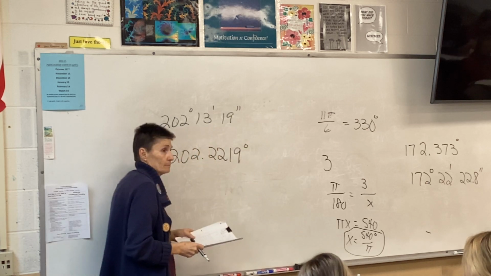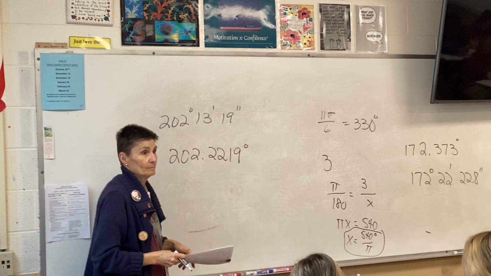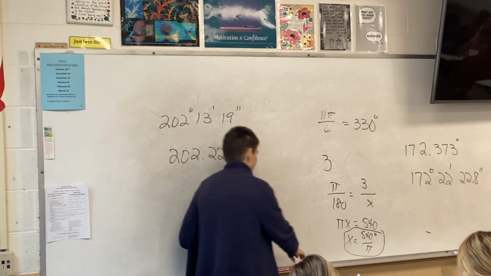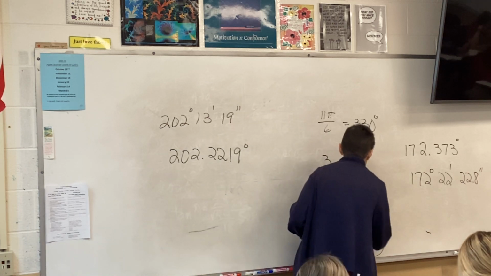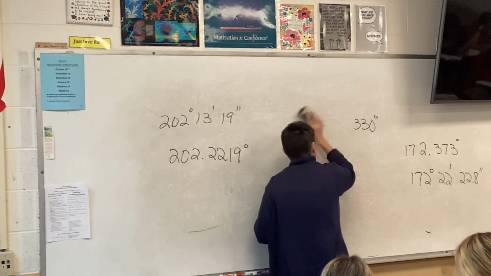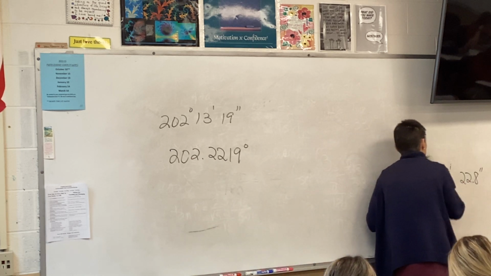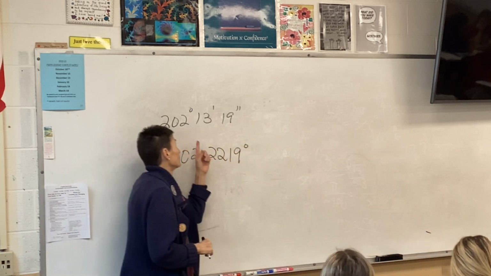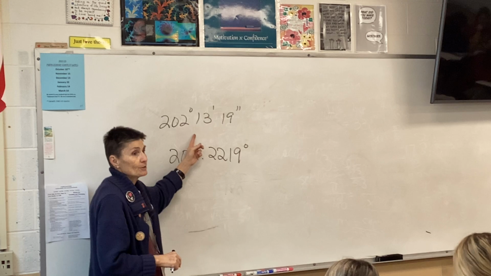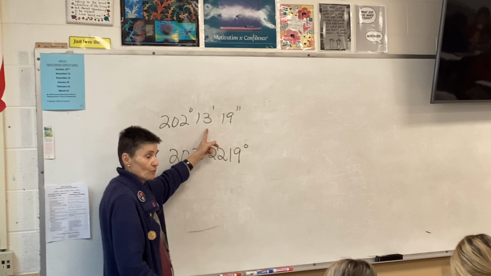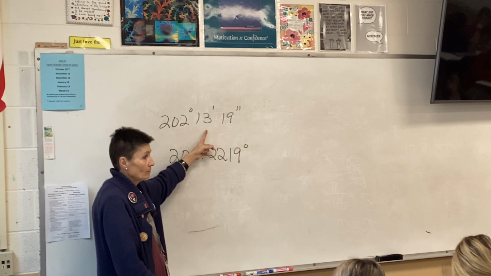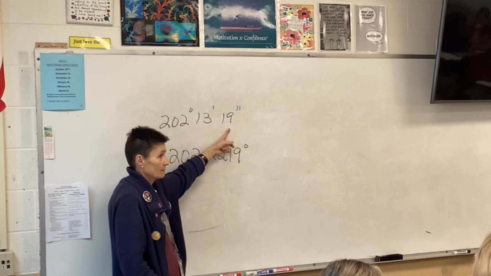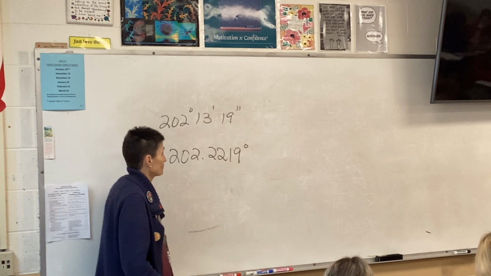202.2. This is what I got. Yeah, you forgot how to type that in. Write down the steps that Delaney just went through with you. 202, second angle degree. 13, second angle minute. 19, alpha plus equals.